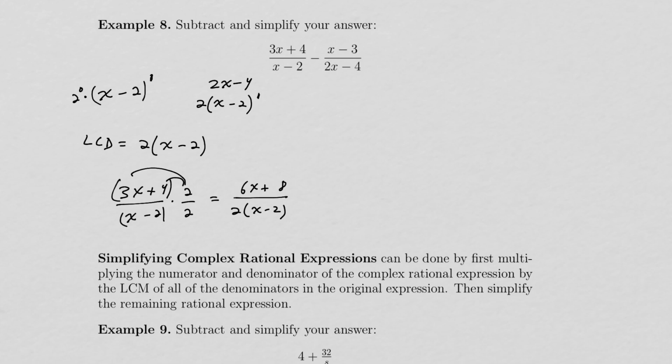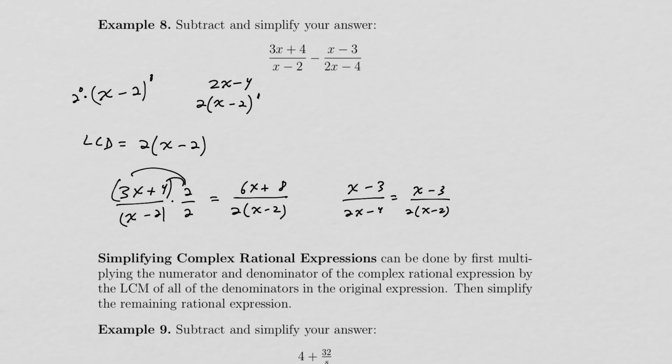Okay, what about the second one? The second one's all set, right? Remember this, so for the second one, I have x minus 3 over 2x minus 4. But remember, the 2x minus 4 is what we want, right? It's 2 times x minus 2. It already has the lowest common denominator in this denominator.